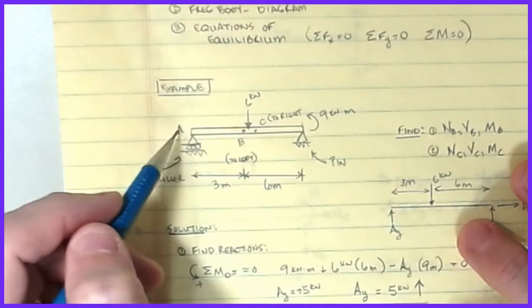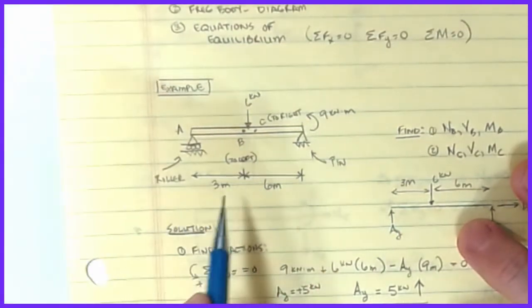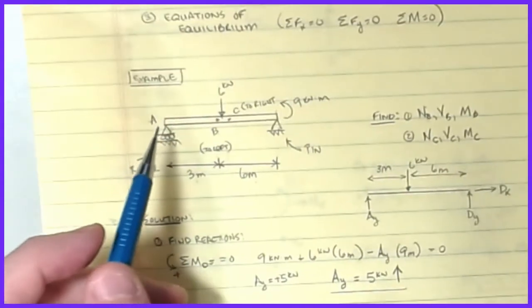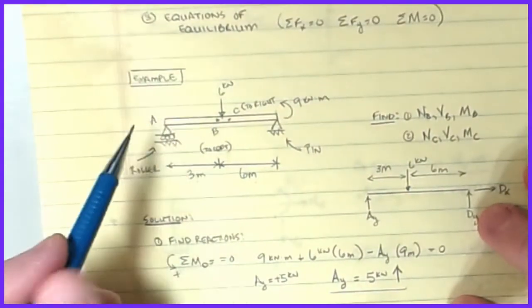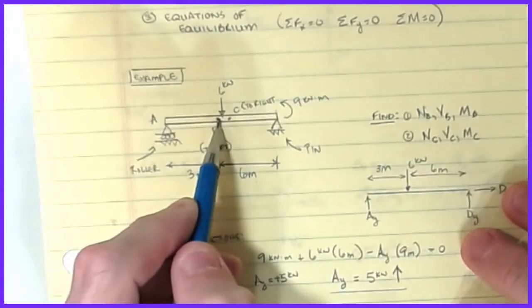Now notice it's 3 meters here and 6 meters here. I know it's not drawn to scale, but it doesn't really matter. What we want is to find all of the values associated with the reactions, but more specifically, I want to know what's happening at this point B.